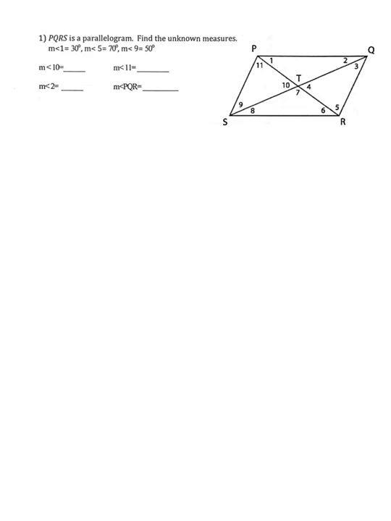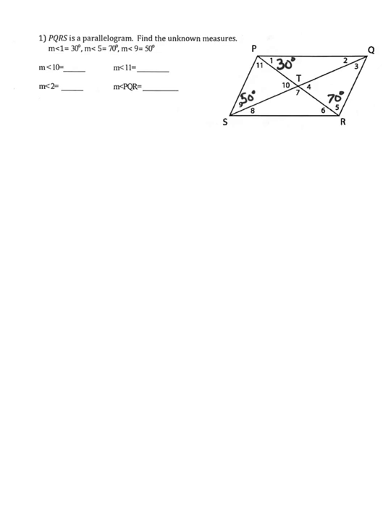Okay, this is number 1 from your learning target check. It says PQRS is a parallelogram, and then I want you to find the unknown measures given that the measurement of angle 1 is 30 degrees, angle 5 is 70 degrees, and angle 9 is 50 degrees. So the very first thing you're going to want to do is put those values into your parallelogram. That way it's easier to read. So I'll go ahead and do that.